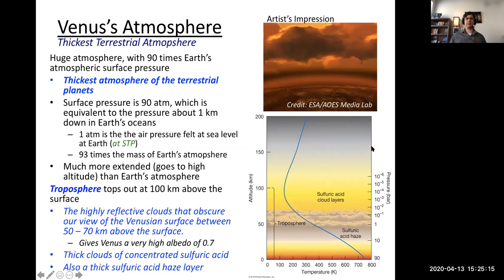Let's first remind ourselves that Venus has the thickest atmosphere of all of the terrestrial planet atmospheres. So its surface pressure is 90 times that of Earth's. Its total mass, the amount of stuff that the atmosphere is made up of, is about 93 times more massive than Earth's atmosphere, with 90 times the surface pressure. That's about the equivalent pressure you would experience if you were to dive down into an ocean and swim down a kilometer.